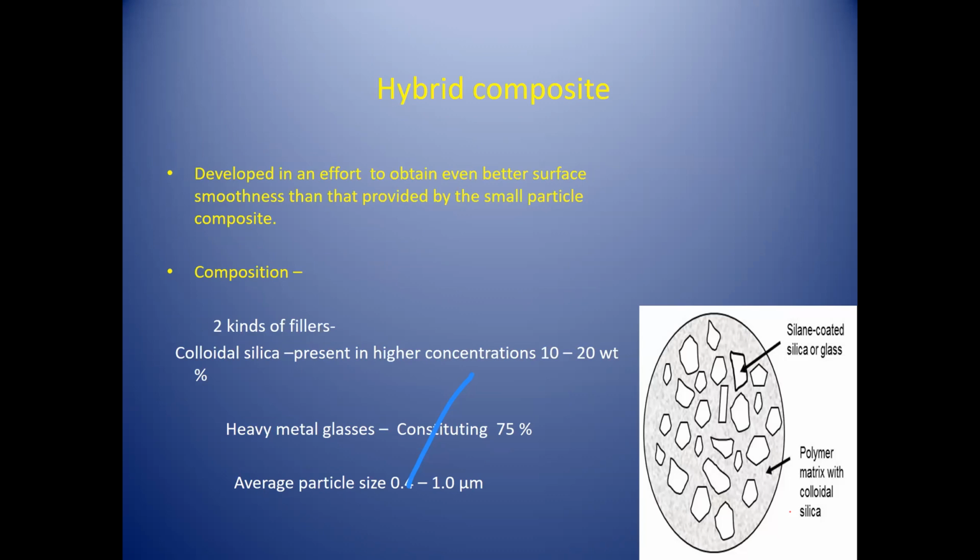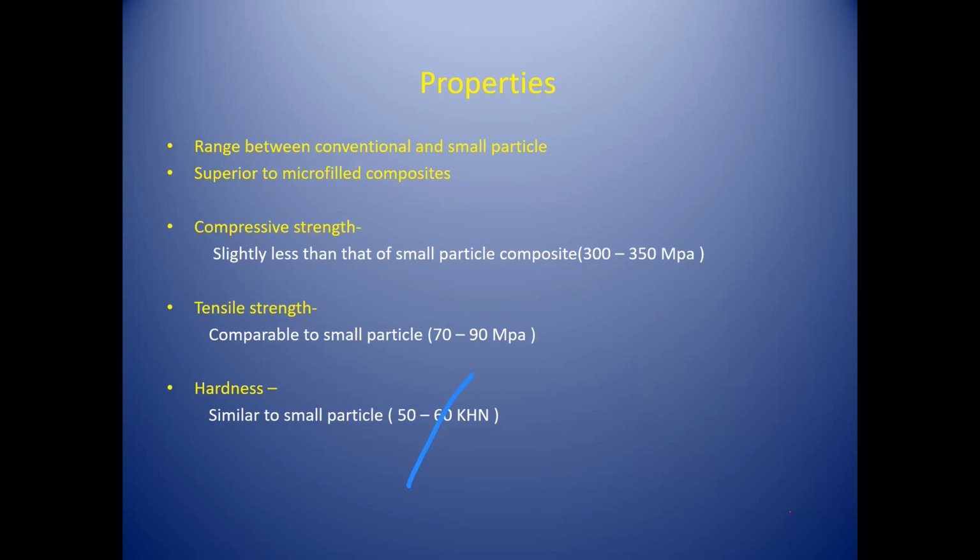Hybrid composite was developed in an effort to obtain even better surface smoothness than that provided by the small particle composite. Composition is two kinds of fillers: colloidal silica present in higher concentration, 10 to 28 percentage, and heavy metal glass constituting 75 percentage, and the average particle size ranges between 0.4 to 1.0 micrometer.